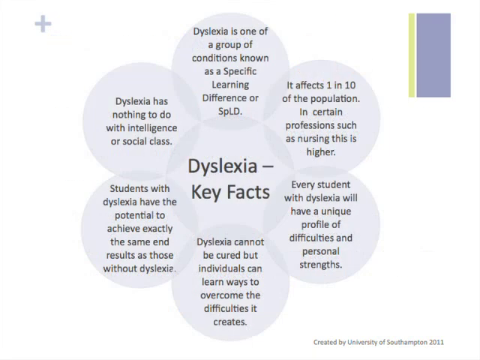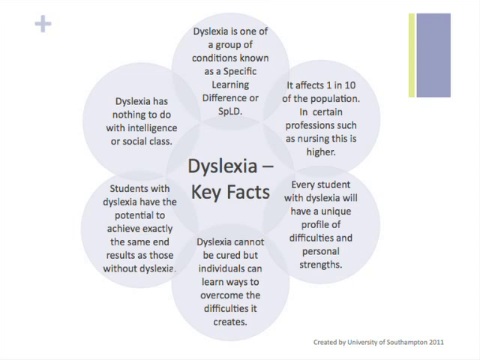Dyslexia, the key facts. Dyslexia is only one of a group of conditions known as specific learning difficulties, or SPLDs for short, but it is the most prevalent. It affects around 1 in 10 of the population at varying levels of severity, and in certain professions such as nursing, the prevalence can be even higher. Each dyslexic student is an individual, and they all have a unique profile of difficulties and personal strengths. Dyslexia is not an illness which can be cured, but individuals can learn strategies to compensate for their difficulties.